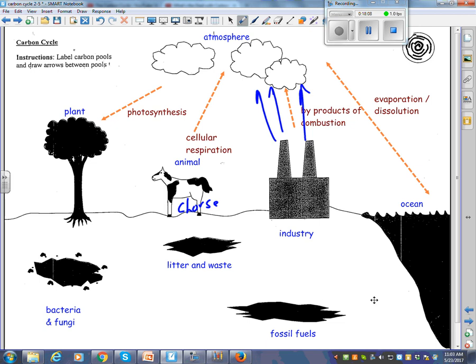Fossil fuels. What do they do? It's right there. They're used by industry, right? So it's kind of like the path. Fossil fuels go to industry and transportation, and that's kind of the path that way, right?